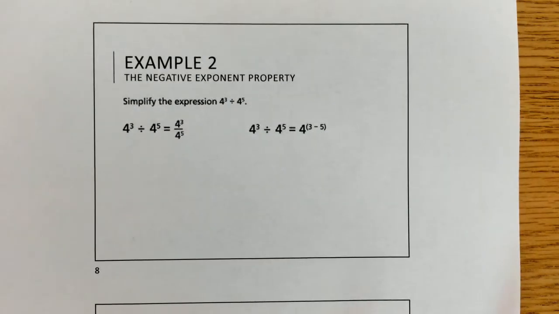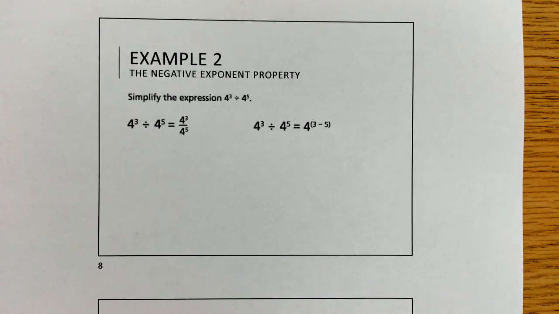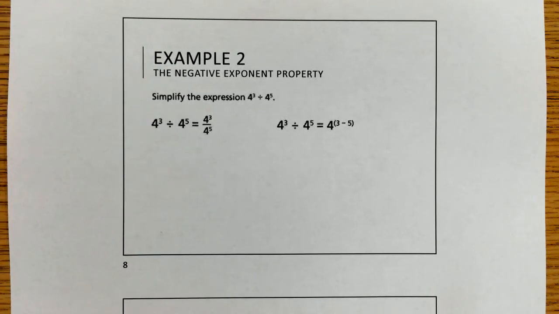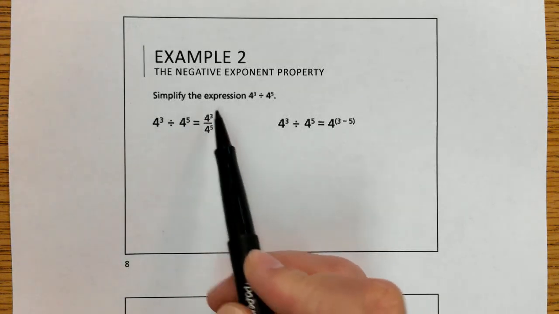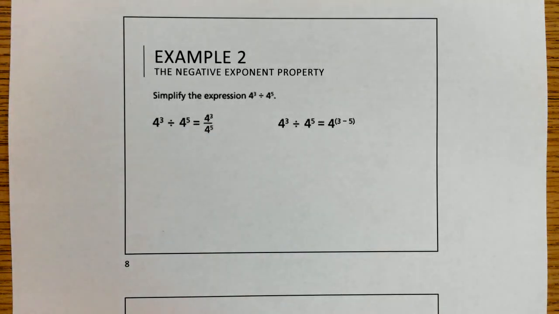Example 2, we're going to look at the negative exponent property. We have the expression 4 to the 3rd divided by 4 to the 5th, and we're going to simplify it. 4 to the 3rd divided by 4 to the 5th can be rewritten as a fraction: 4 to the 3rd over 4 to the 5th.